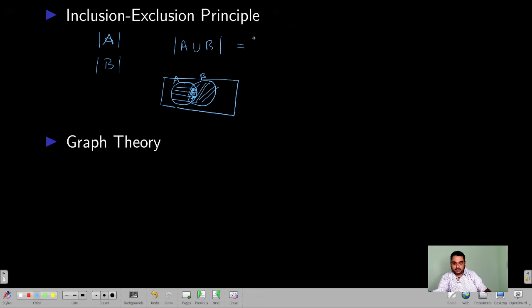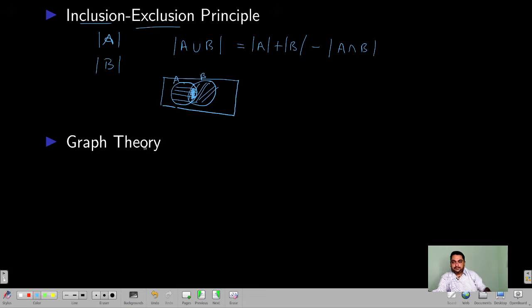So how will you get this? Total A plus total B. Now some elements are common in A and B. So this part is common, right? The intersection part. So what I have to do is subtract that. So this is the principle of inclusion and exclusion: A and B included, minus common things are excluded.